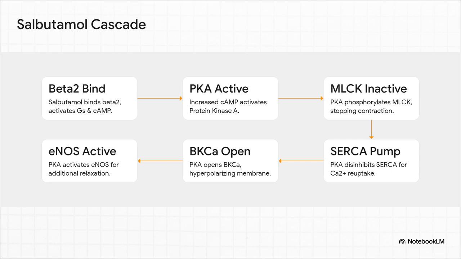Step 2. This increases cAMP, which activates protein kinase A, or PKA. From here, PKA has 4 distinct actions you need to list. Step 3, PKA phosphorylates and inactivates MLCK, reducing cross-bridge formation. Step 4, PKA phosphorylates phospholamban, which disinhibits SERCA to promote calcium reuptake. Step 5, PKA opens BKCa channels causing membrane hyperpolarization. Step 6, PKA activates eNOS. This increases nitric oxide, raising cGMP, which finally leads to MLCP activation.